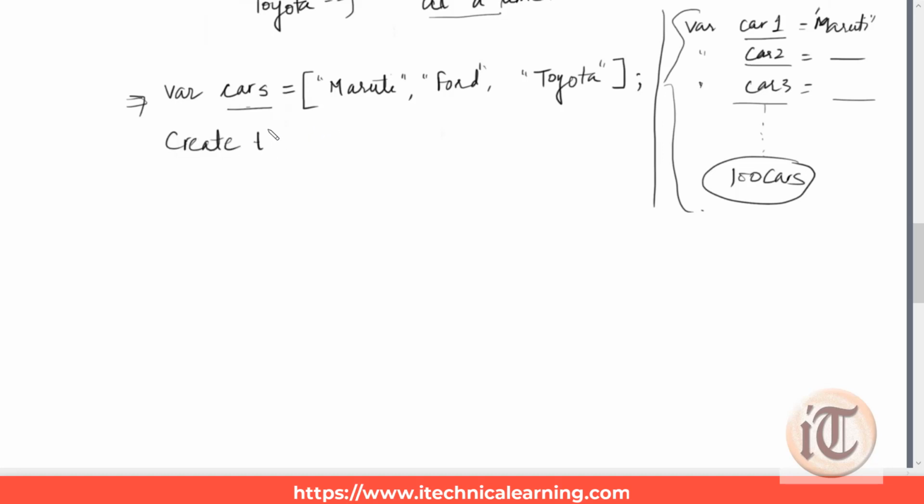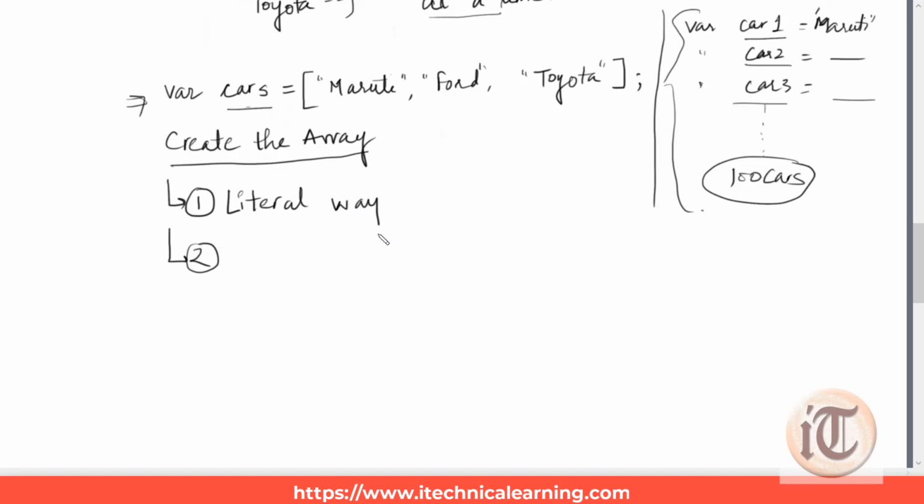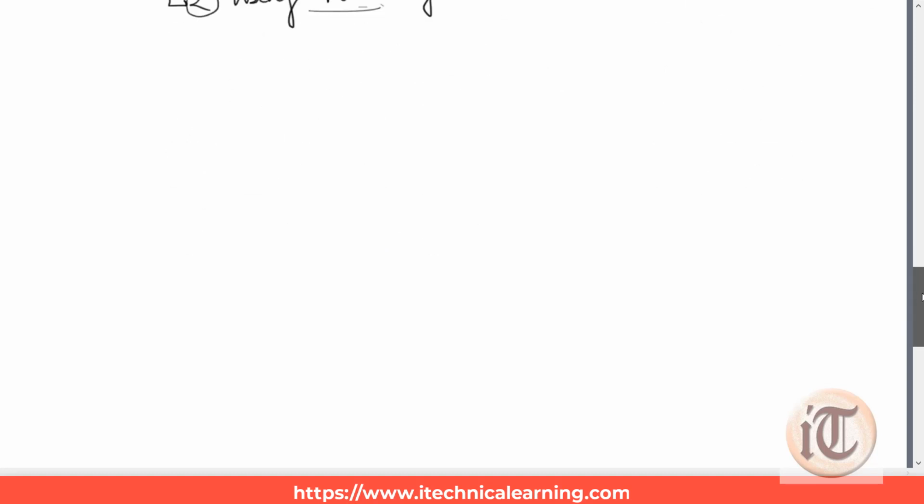Next is how to create an array. Similar to objects, arrays can be created in two ways. The first one is called the literal way, and the second one is using the new keyword. So we can use literals and we can use the new keyword to declare an array. Now let us take a look at the first way.